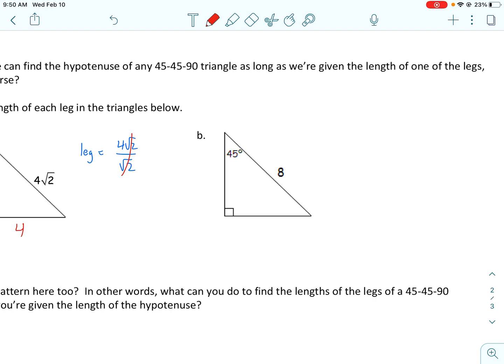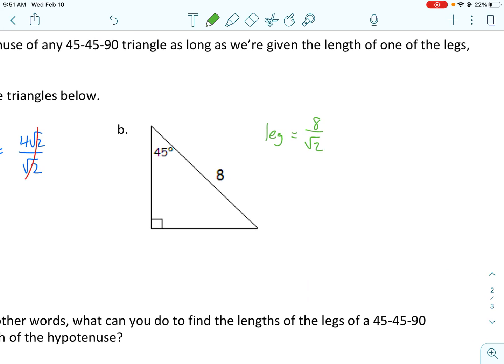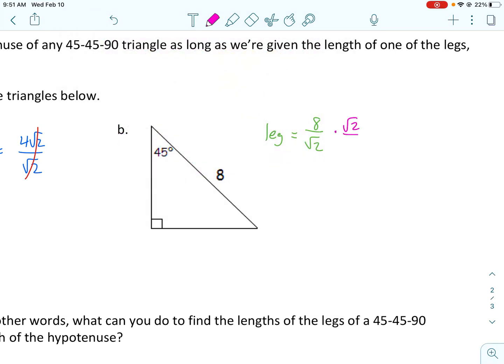What about on this one? Same thing. One of the legs, or each leg really, is equal to 8 divided by radical 2. Because remember, to get this, we multiplied a leg by radical 2. So now we're going to divide to go backwards. So when you know the hypotenuse, you just divide by radical 2. Now this is where we had to multiply top and bottom by radical 2, called rationalizing the denominator, getting the square roots out of the bottom. And that gives us 8 radical 2 over 2, which is equal to 4 radical 2. So now our legs have a length of 4 radical 2.